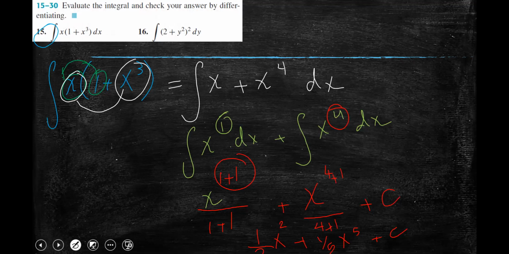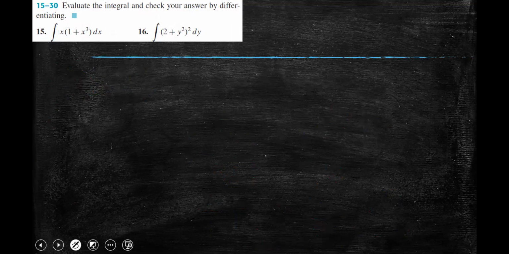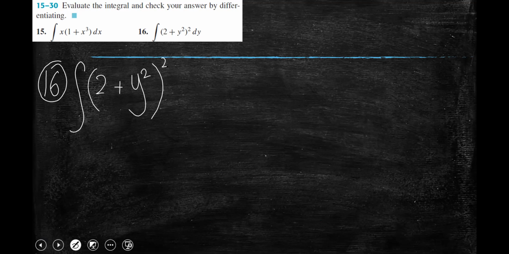Okay, now let's do number 16. In number 16 here, we have the integration of 2 plus y squared to the power 2 dy. Now look at this expression here. How can we evaluate this integral? Look at it. Here we have 2 plus y squared to the power 2. What do I have to do? Who can give me the first step?